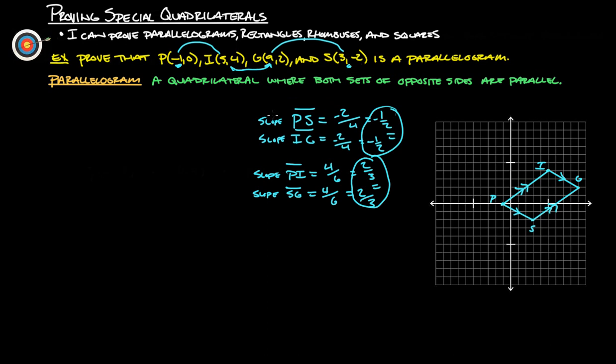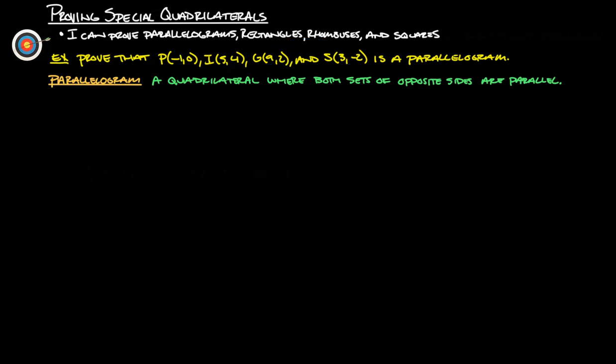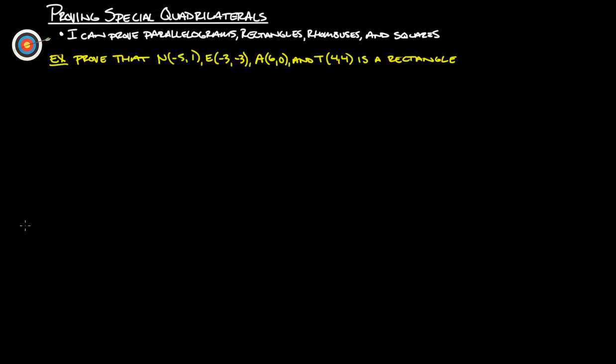So you can tell it's probably going to be easier just to put a little graph out there and then quickly find the slope and show that they're the same. But again, you can do this with the slope formula. Okay, let's take a look at another example here.